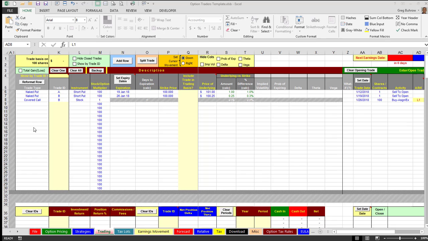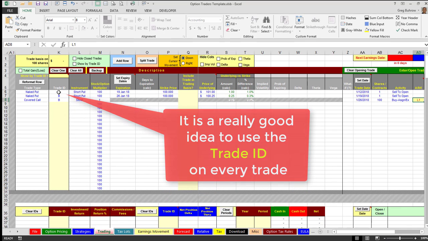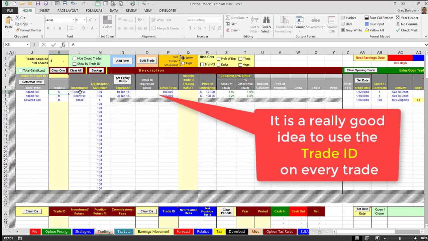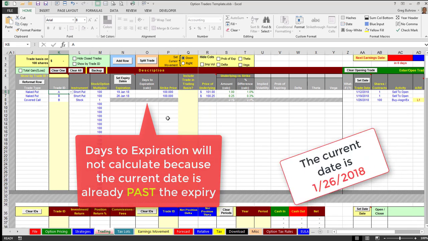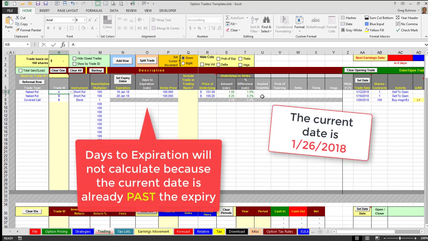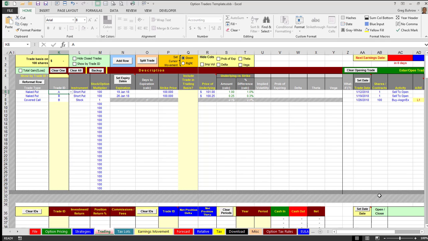Now here's a couple of trades that I basically just made up. The first one is a naked put, and I used the trade ID of A, and I just used my drop down and selected A. It's a short put. It expires on January the 19th. The strike price is 100. I ignored the Greeks here.